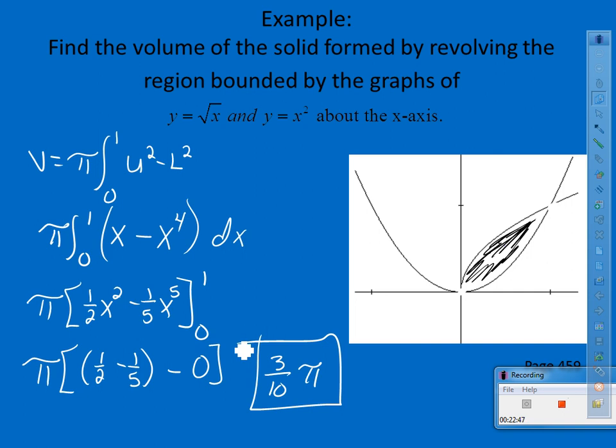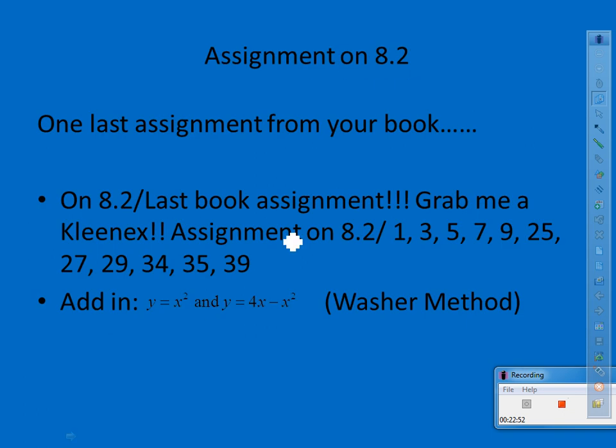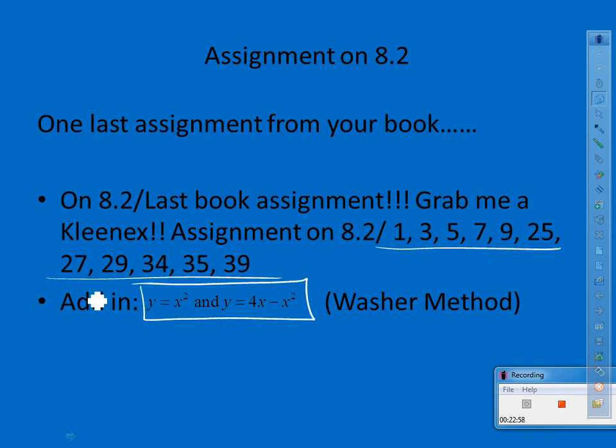My next to the last unit that I get to cover with you. The assignment was listed on there. It's also listed here, but it's listed on your class example sheet as long as you have that. And then I added in this example because our book did a terrible, terrible job of the washer method, and MathXL wasn't any better. So if you would, add that one in, and good luck.